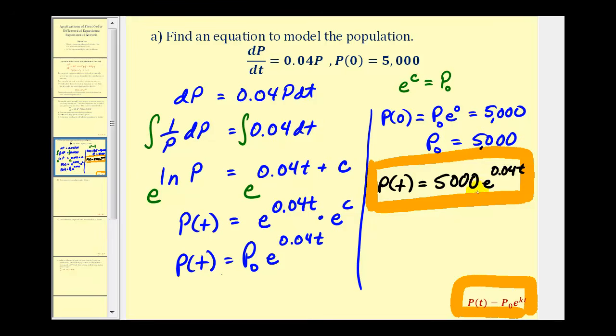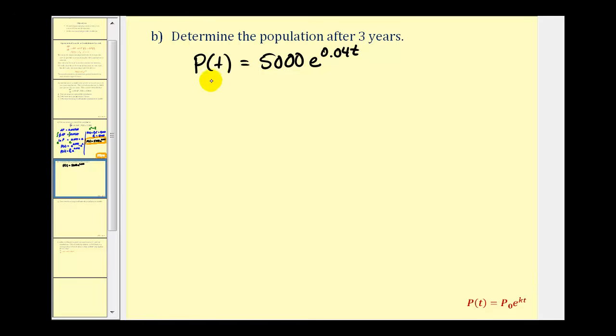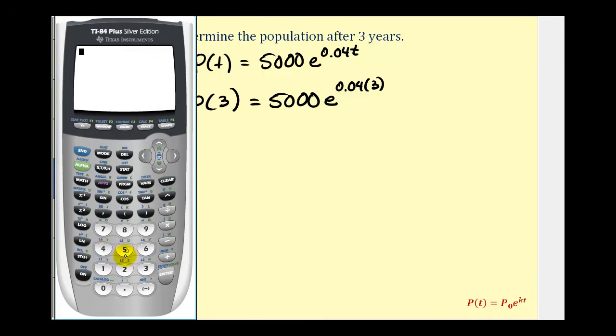Now let's go ahead and use this function to answer a couple questions. We want the population after 3 years, so we're just going to substitute 3 for t. We need a calculator for this part. So 5,000 times e raised to the power of 0.04 times 3. So the population will be approximately, we'll round to the nearest person, so we're going to round down, 5,637 people.